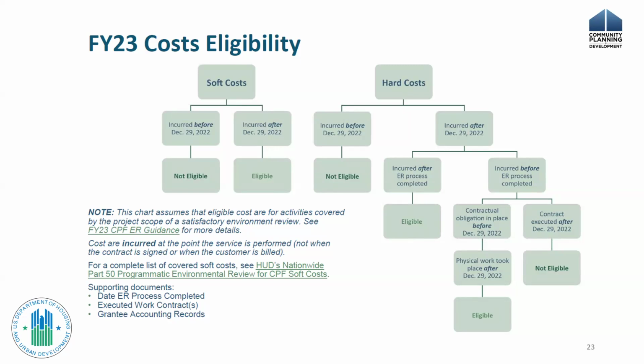Second, costs are considered incurred at the point the service is performed, not when the contract is signed or when the customer is billed. This chart also provides a link to HUD's nationwide Part 50 review for CPF soft costs, which lists all soft costs covered in the project description and indicates a few supporting docs that might be necessary to make a determination of reimbursement eligibility. So trying to make connections to all the different resources throughout this process.